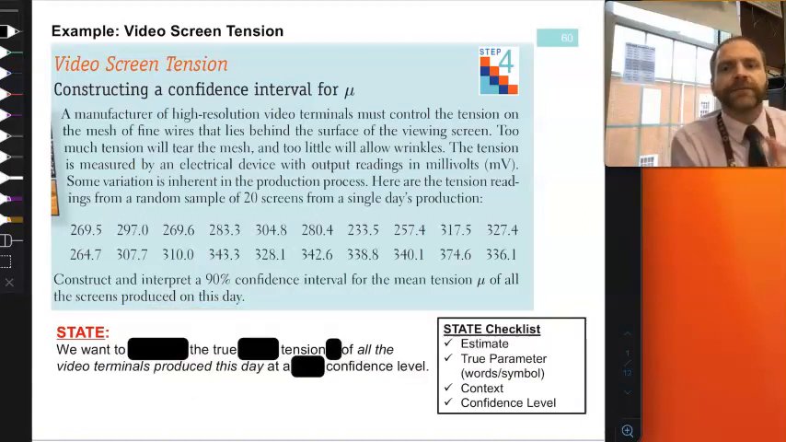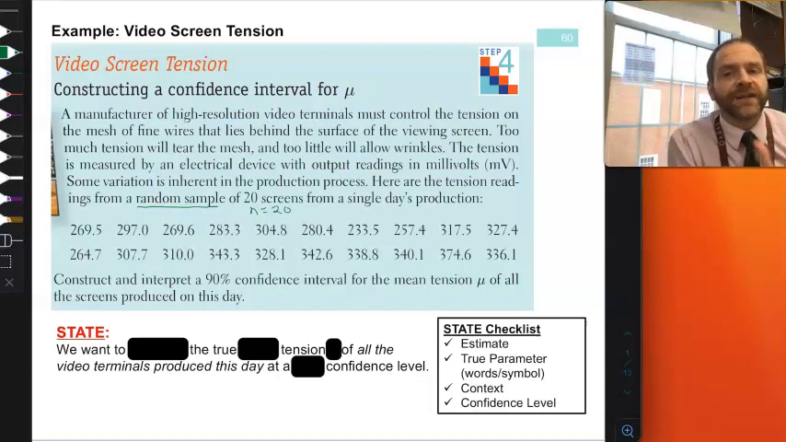And so we're looking at this problem with video screen tension, and we're told that a manufacturer has high resolution video terminals that must be controlled with the tension. If you take a look at what's given to us, we are told that we have a random sample of 20 screens. So that means random is taken care of. 20, that's bad news. No central limit there, no CLT.